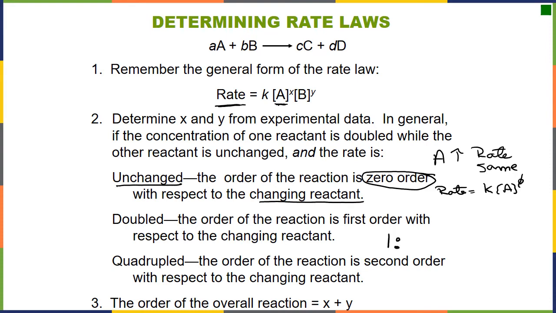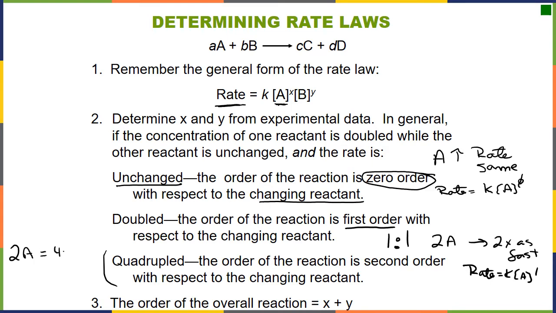Now, if they are 1 to 1, if you go 2A and your reaction goes 2 times as fast, then these are 1 to 1, and our order is going to be first order, and our rate would equal k times A to the first power. If instead it quadruples, and we take 2A and end up with 4 times the initial rate, that's going to be like A squared, and our rate is going to equal k times A squared. So if our rate is quadrupled and our reactant has gone up by a factor of 2, we say that this is a second order reaction.